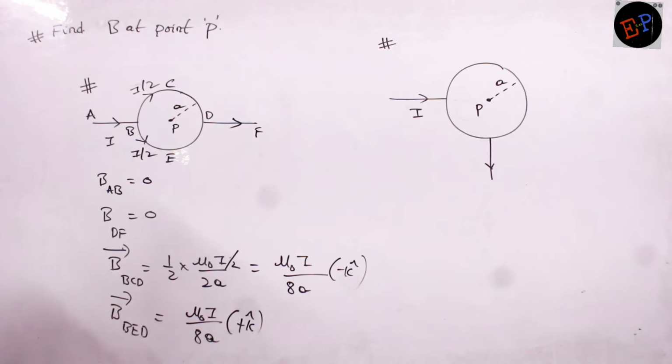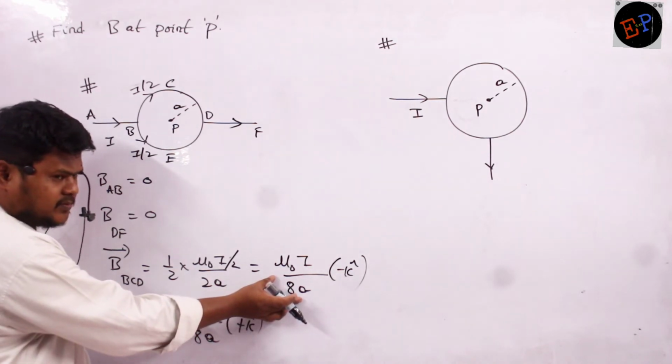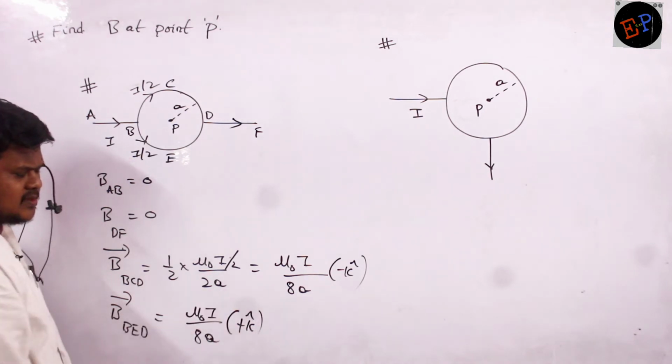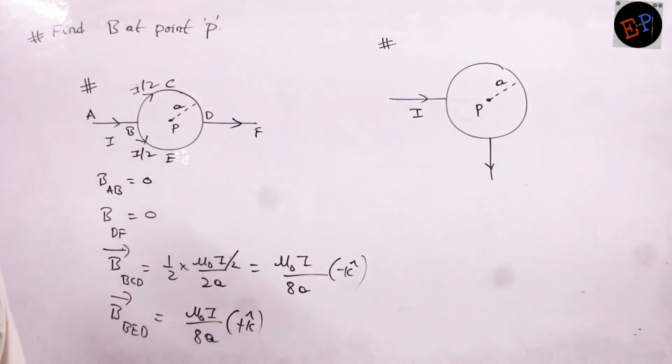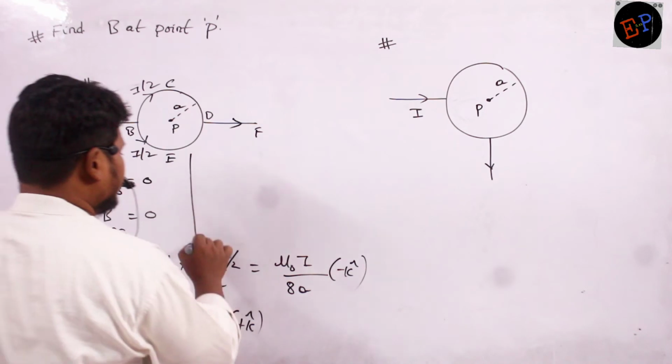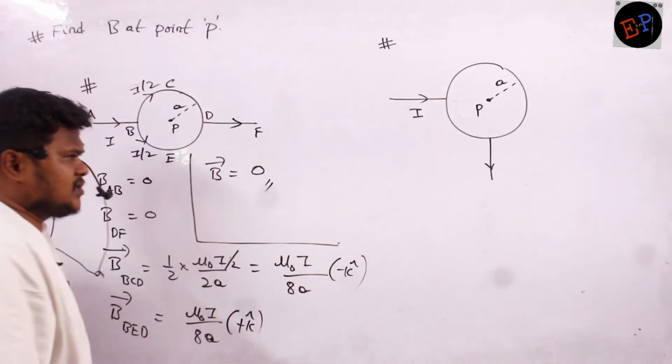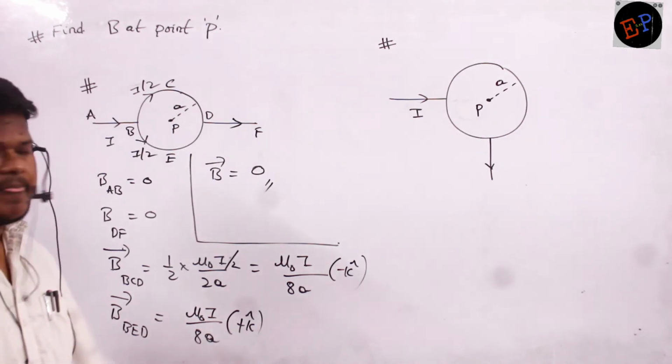So one magnetic field is exactly inside the board and another magnetic field is exactly out of the board. Magnitude wise they are the same, so they will cancel each other. Therefore the net magnetic field is how much? It is equal to 0. That is our answer. Clear? Try to do this one.